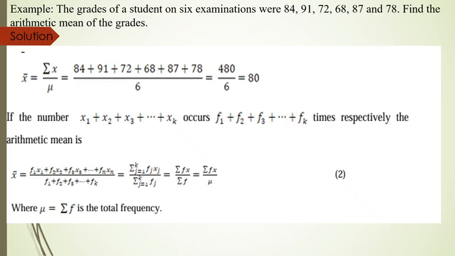The difference between equation 1 and equation 2: in equation 1 we use n, and x1, x2, x3 up to xn, we add it together divided by n. But in equation 2, which is the one of frequency, we multiply each observation given by the frequency, we add it together and we divide it by the sum of frequency. So that is the difference between the two equations.